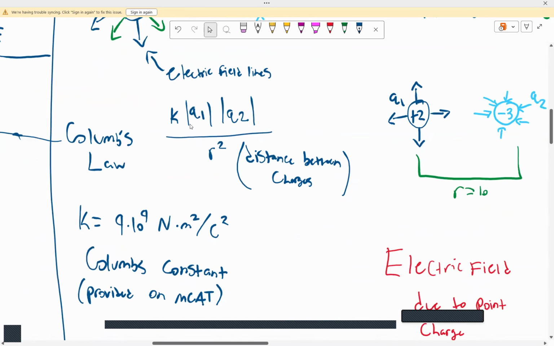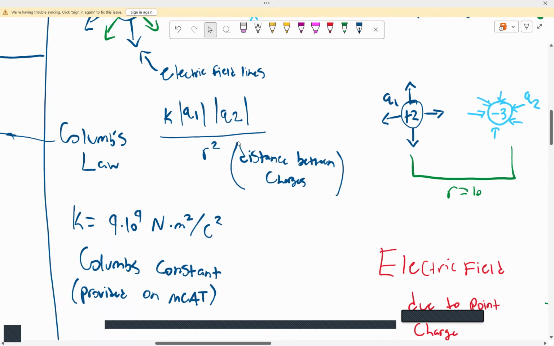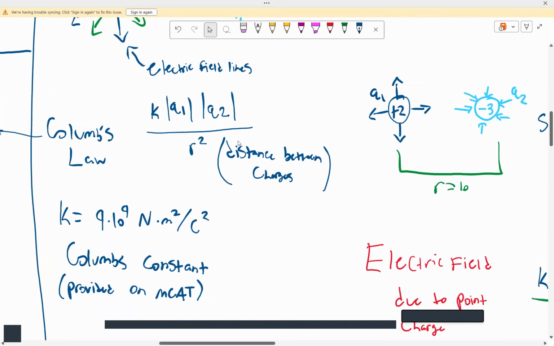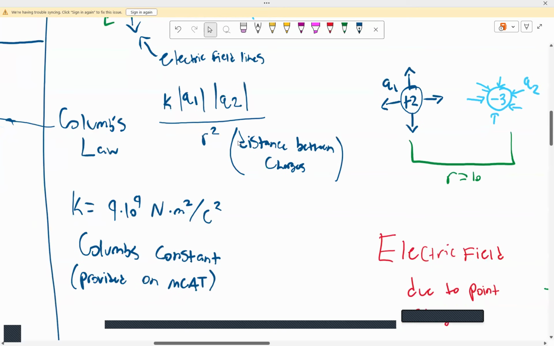Coulomb's law. So F is equal to k times the absolute value of charge 1 times the absolute value of charge 2, over r squared, which is the distance between the charges. Coulomb's constant will most likely be provided on the MCAT. I wouldn't waste your time memorizing this, but if you're super anxious about trying to memorize everything on the test, which I don't really recommend because it's kind of wasting energy, it's 9 times 10 to the ninth newtons times meter squared over coulomb squared.